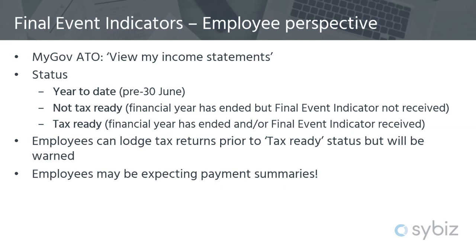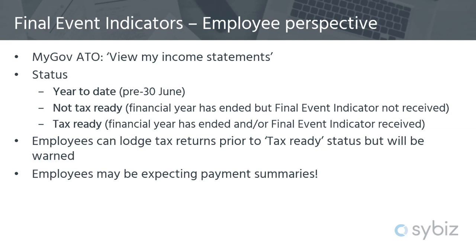And then tax ready is either the financial year has ended and the final event indicator has been received, or what we saw last year was that if the final event indicator had been received prior to the 30th of June, it still said tax ready at that point in time. So that was just a little change on previous messaging. And your employees are able to lodge their tax returns prior to the tax ready status, but as they go through the tax return process, they'll need to confirm amounts and be warned that they haven't been finalised.